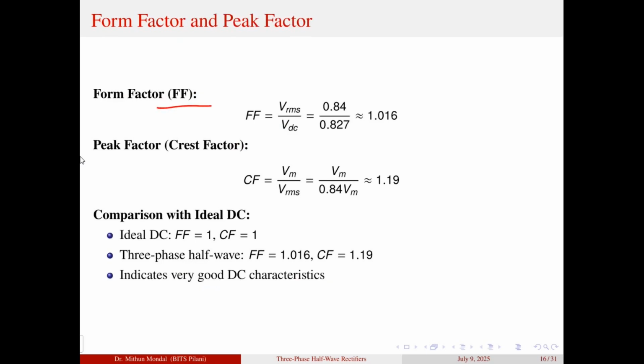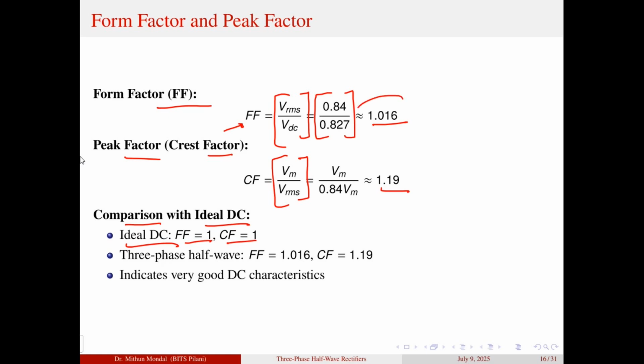The form factor we can calculate as RMS voltage by DC voltage, and when we substitute these values, we get 1.016. We can calculate the peak factor or the crest factor as the maximum value of the voltage by the RMS voltage, which is obtained to be 1.19. If we compare this with the ideal DC output, then the ideal DC output should have the form factor 1 and the crest factor as 1. So this is the deviation which we get from the ideal DC output.